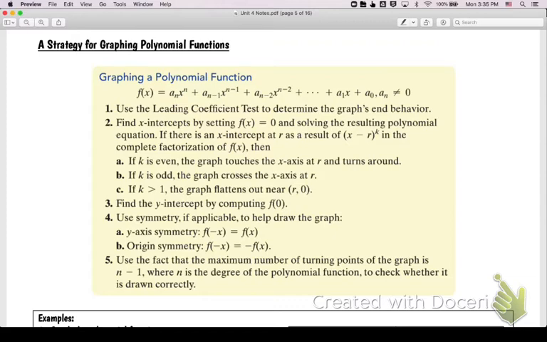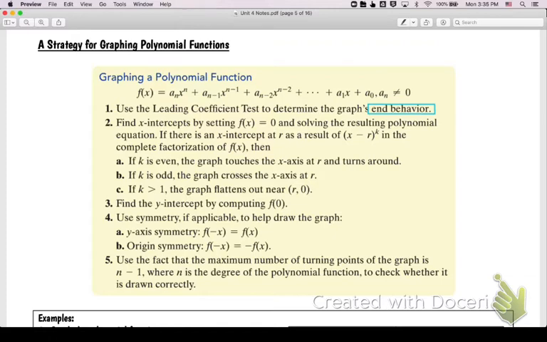So the first thing that we want to determine is the end behavior for our function. Now, this was what we talked about in the beginning of section 2.3, so you can go back to that video first if you need to, because this is how we put all of these pieces of information together. So first we're going to figure out the end behavior.